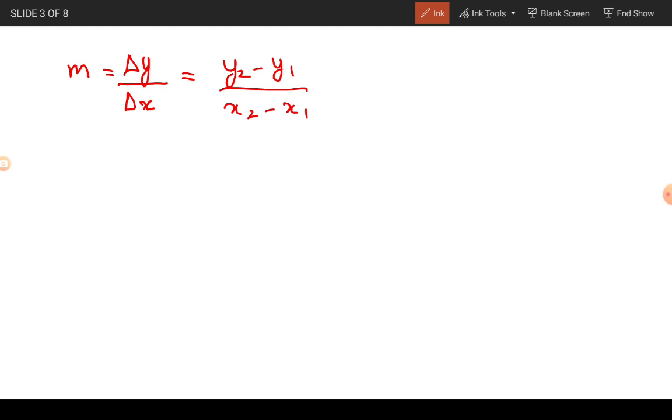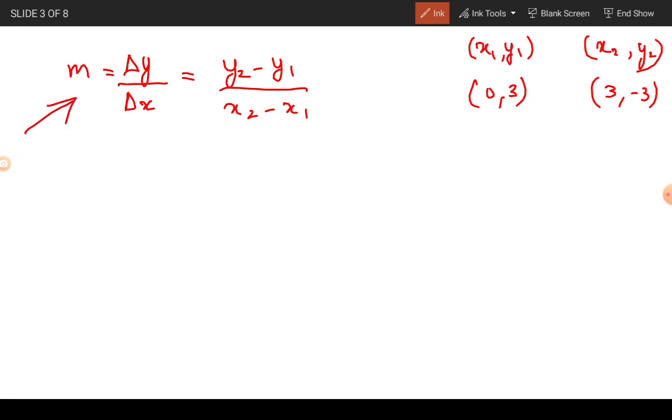Now y2, x2, y1, x1 are any 2 points on the equation or the function. We estimated 2 points for the line. One was (0, 3) and the other was (3, -3). So you can always use this formula of slope, delta y by delta x, to estimate the slope.